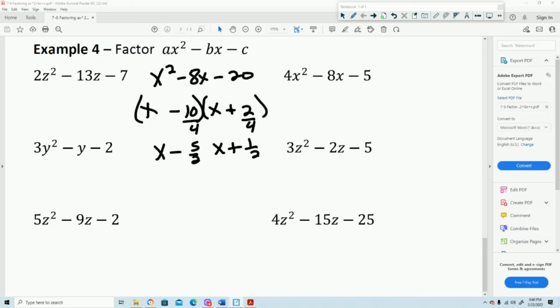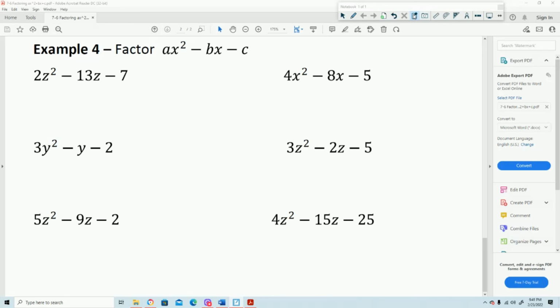Now we can write our answer. Bring the 2 in front of the x. I get 2x minus 5. Bring the 2 in front of the x. I get 2x plus 1. Okay, keep going. We'll do about 2 more, and that should wrap this up.